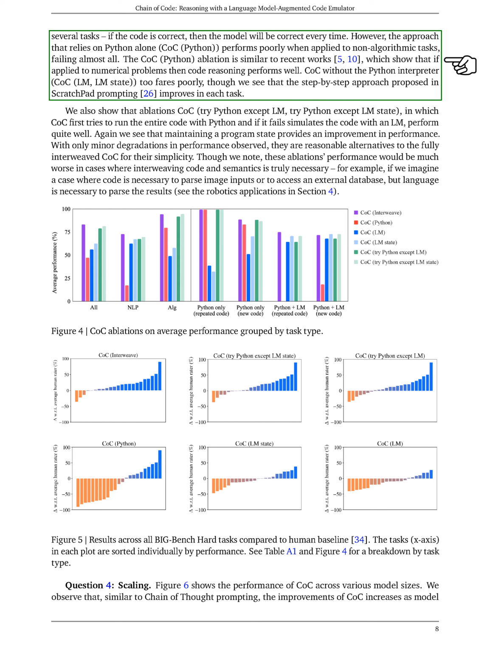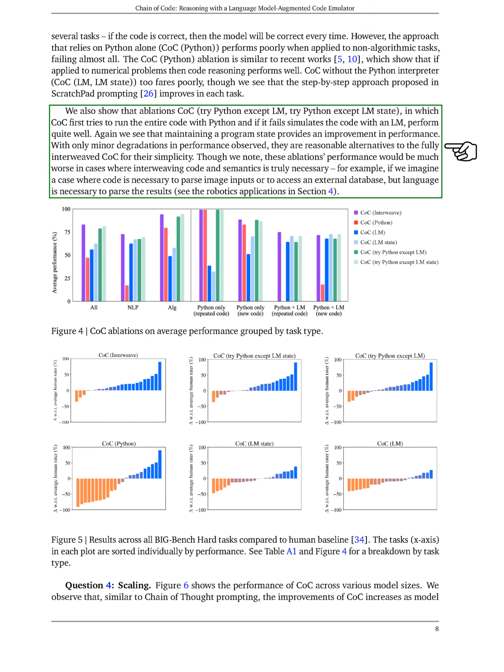As expected, the approaches that execute Python achieve 100% performance on several tasks. However, the approach that relies solely on Python performs poorly when applied to non-algorithmic tasks. We also found that COC without the Python interpreter doesn't perform well, but the step-by-step approach proposed in Scratchpad prompting improves performance in each task. We also observed that as the model size increases, the performance of COC improves. In fact, for some algorithmic tasks, chain of code even outperforms the best human raters.